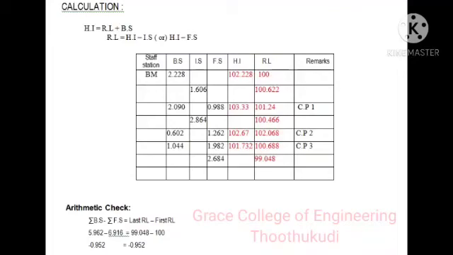Then the arithmetic check: the sum of backsight minus the sum of foresight is equal to last RL minus first RL. So the sum of backsight is calculated as 5.962, and the sum of foresight is calculated as 6.916. Then the last RL is 99.048, and the first RL is 100. Then the difference in elevation is noted as 0.952 in depression.